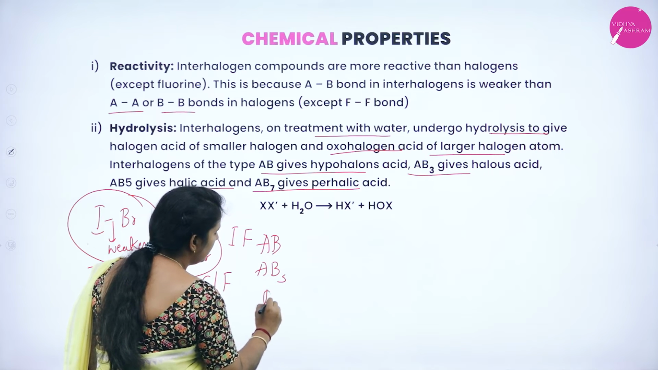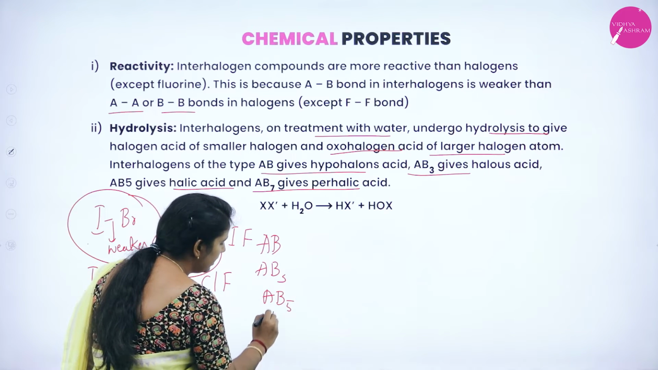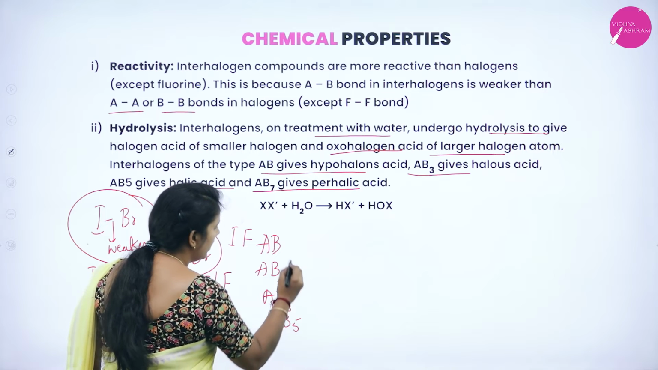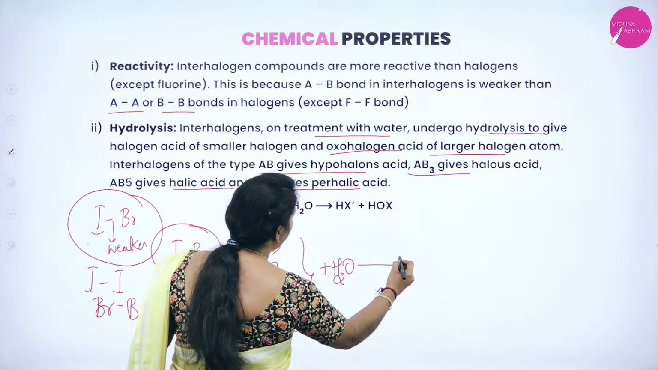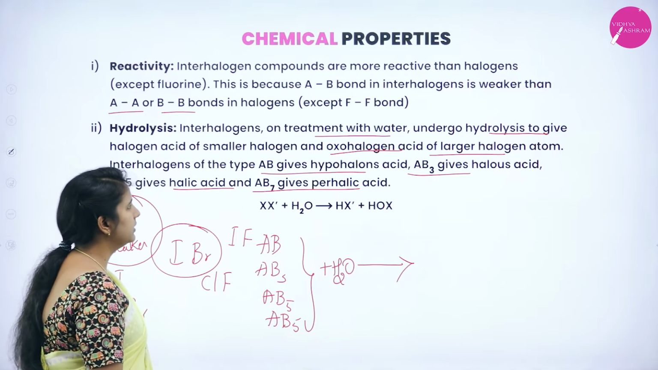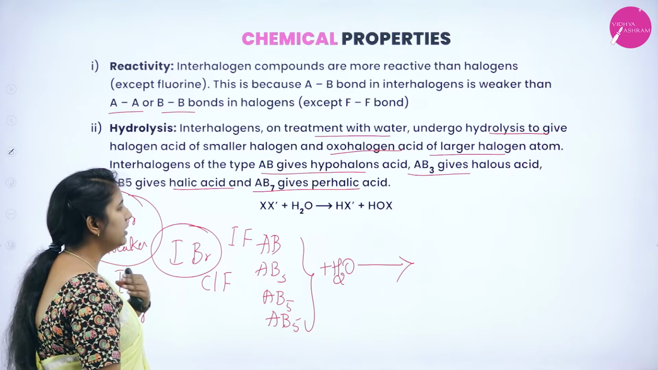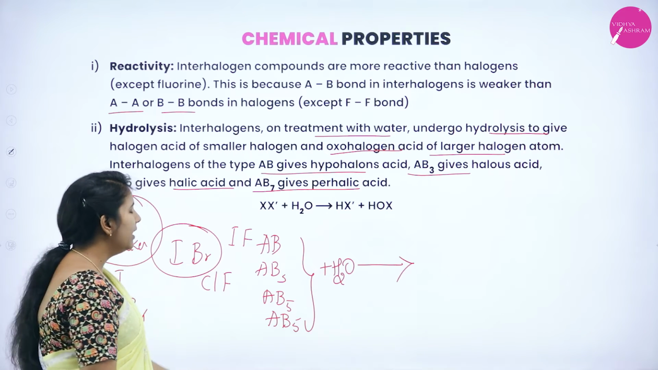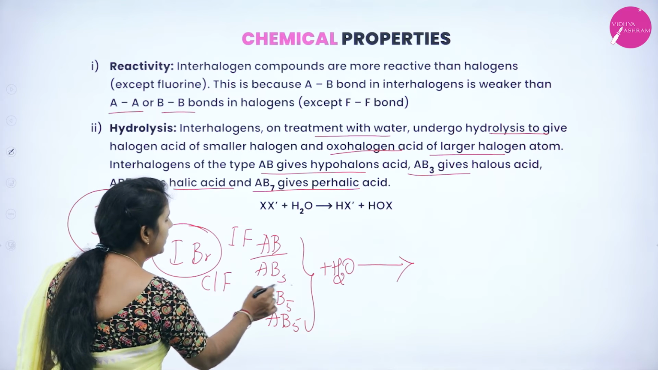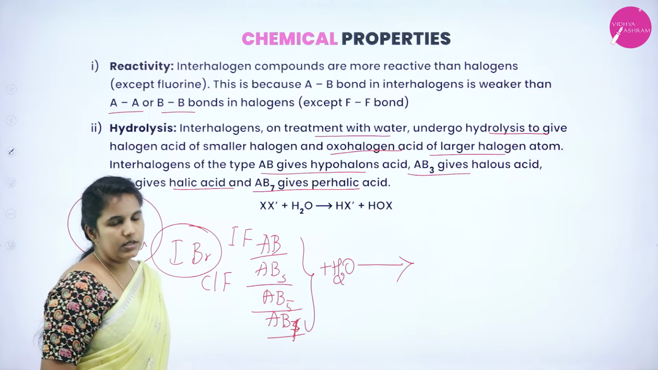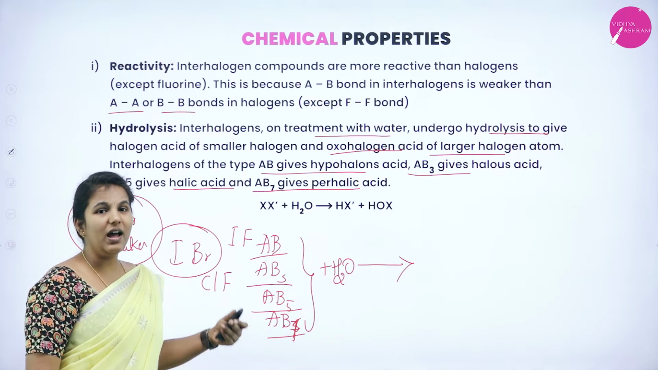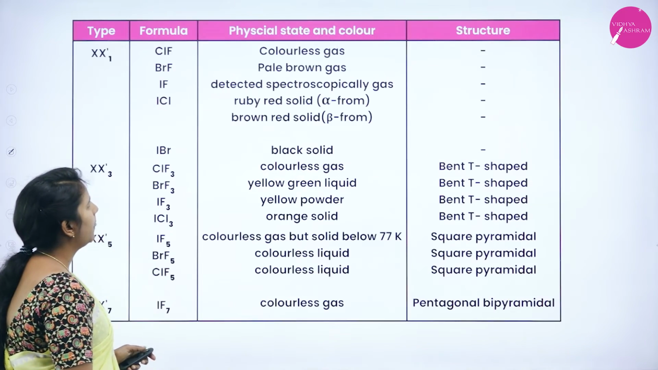So if you take AB3 or AB5, upon hydrolysis the product we expect is a halogen acid. It will differ with AB, AB3, AB5 as well as AB7. So it varies with the interhalogen compounds.